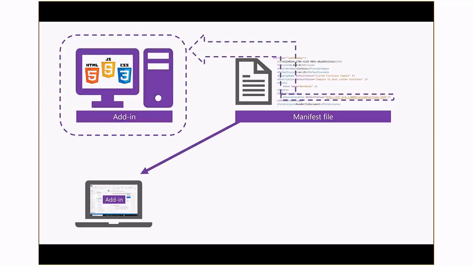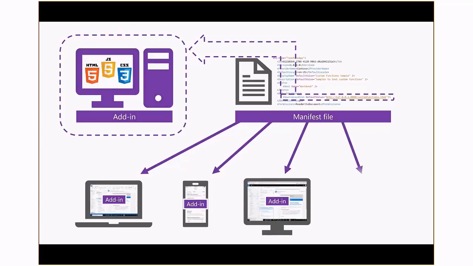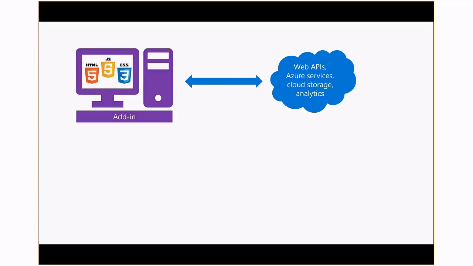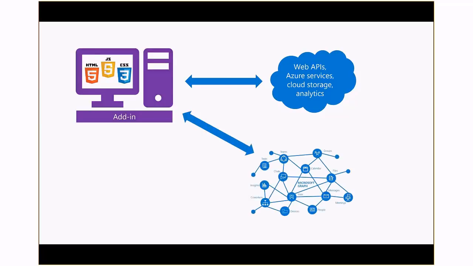So as a developer, you can sideload into your device to test your add-in. You can put that manifest file in the store to publish it. There are other corporate deployment options, corporate catalog for approved add-ins within your organization. And it's just a web app. And then the final piece of the puzzle here is that add-in, like any web app, can go to web APIs out on the web. It can go to Microsoft Graph.